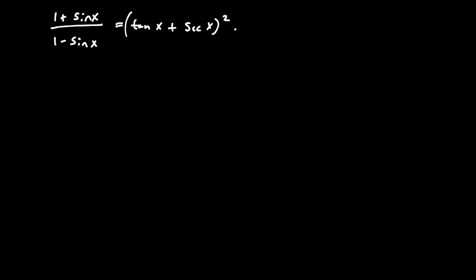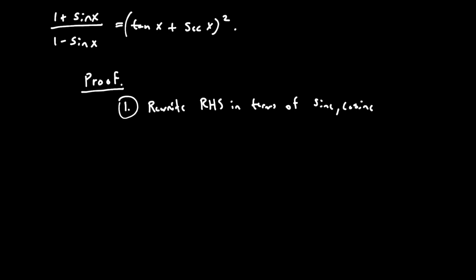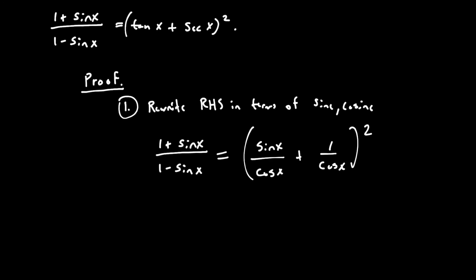So here's our trig identity again. And to start off the proof, we'll write the word proof. And we'll write it out step by step. So step number one, rewrite the right-hand side in terms of sine and cosine. All right? And then our equation becomes the following. Then, in step number two, combine the fractions on the right-hand side to be one fraction.